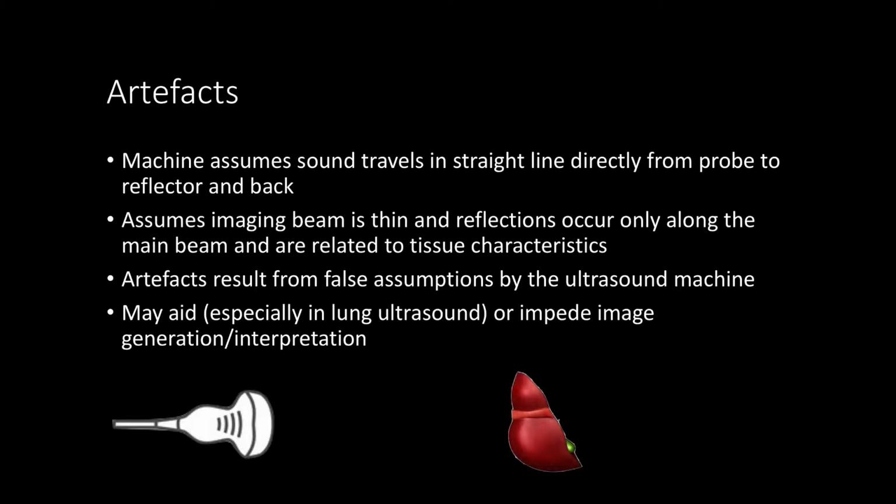The ultrasound machine assumes sound travels in straight lines directly from the probe to the reflector and then back again. It also assumes that the imaging beam is thin and reflections only happen along the main beam in a way that is dictated by the characteristics of the tissues it encounters. Artifacts happen because these two assumptions do not hold true, and so the ultrasound machine ends up generating an image that is different from what's really going on inside the patient. Knowing how these artifacts happen can help us recognize them, get rid of them when they are unwanted, or, as is the case in lung ultrasound, make diagnoses.